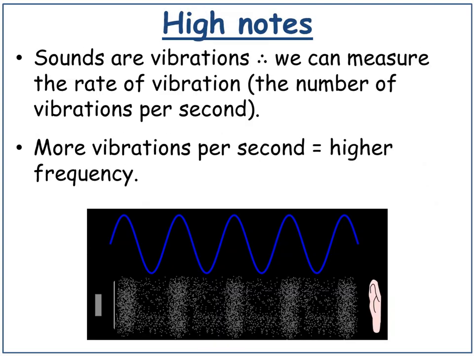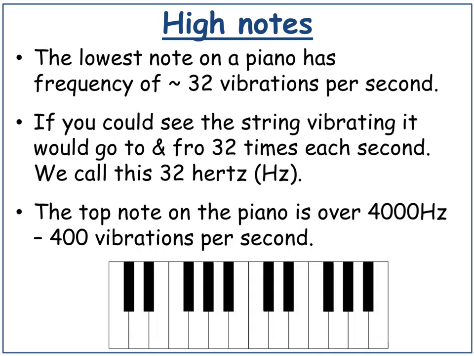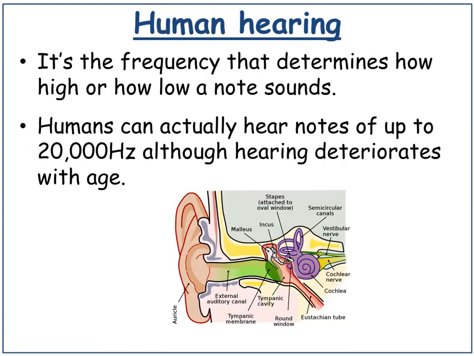So high notes. Sounds are vibrations, therefore we can measure the rate of vibrations, the number of vibrations per second. The more vibrations per second, the higher the frequency. If we looked at a piano, the lowest note on a piano has a frequency of 32 vibrations per second. And if you could see the string vibrating, it would go to and fro 32 times per second. And we call this 32 Hertz or Hz. The top note on the piano is over 4,000 Hertz, which is 4,000 vibrations per second.